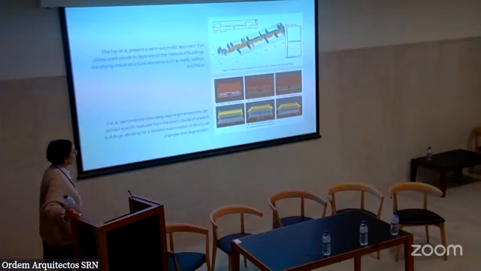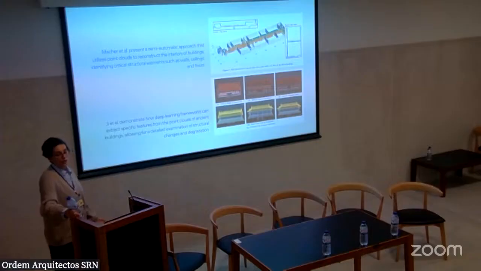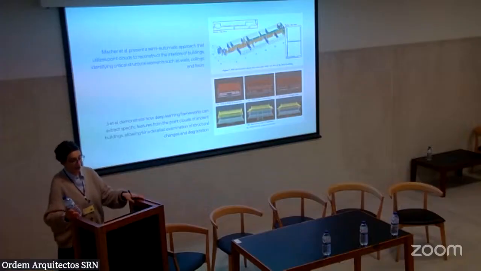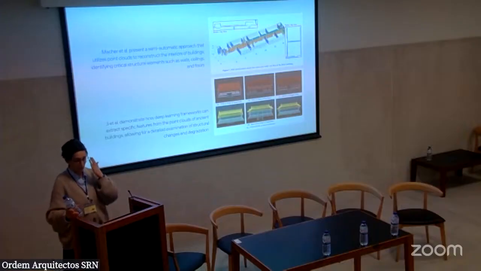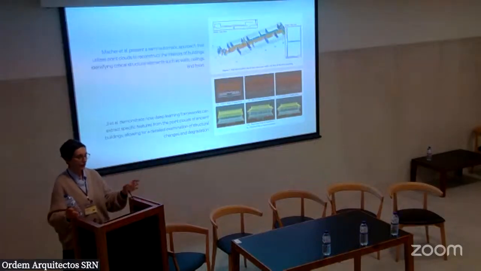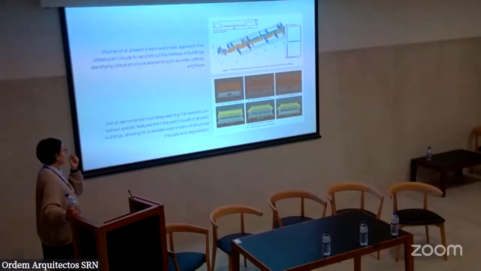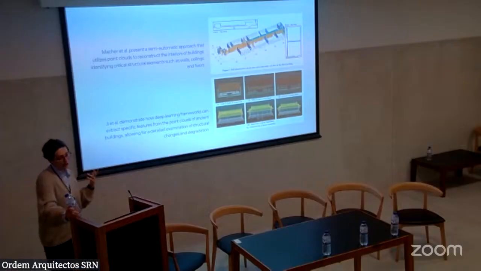So there are a lot of advancements in heritage studies, in architectural heritage, when you look into semantic segmentation. So here is an example of Masher et al., which presents a semi-automatic approach that reconstructs the interior of the building and identifies the critical structural elements. Or you can see the second example, which demonstrates how deep learning frameworks can extract specific features from point clouds of ancient buildings, allowing for a detailed examination of structural changes and degradation.